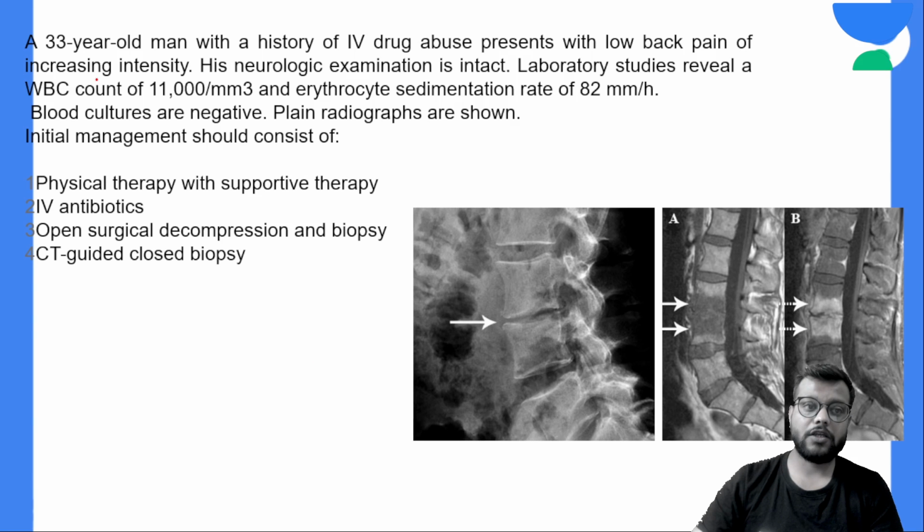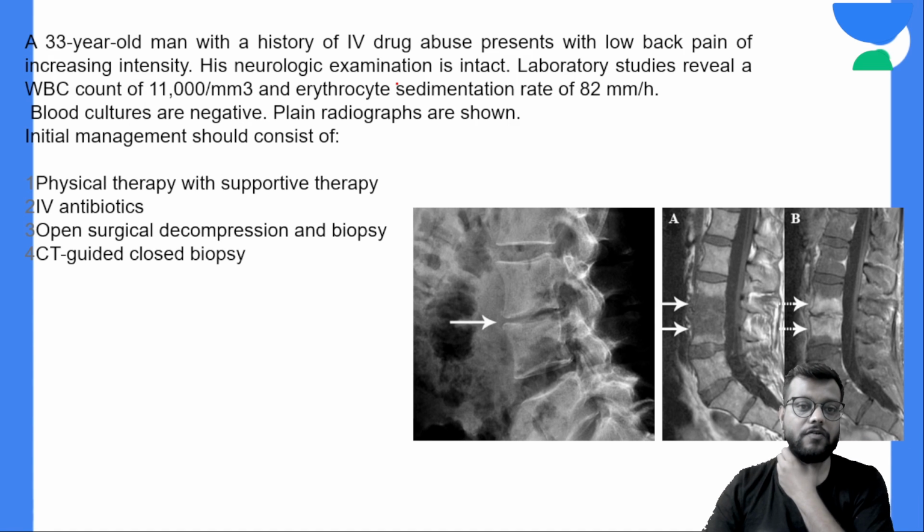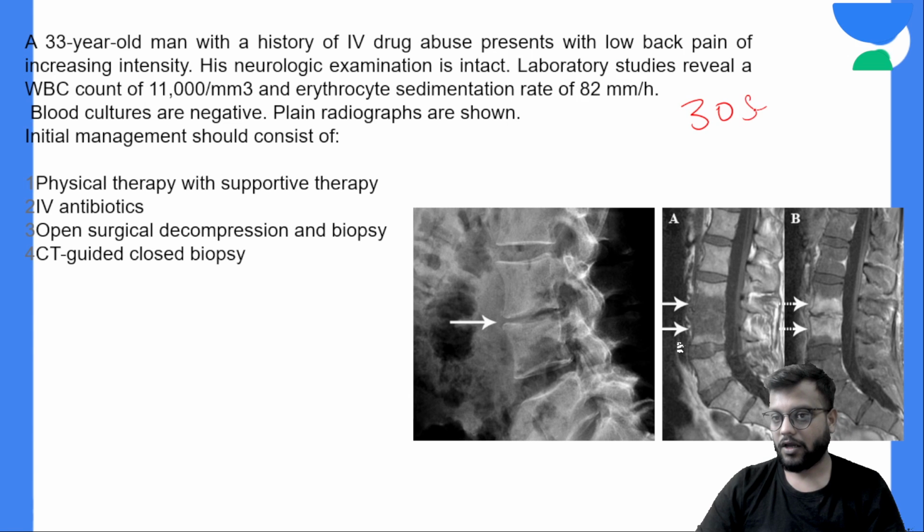Next question is, a 33-year-old man with history of IV drug abuse presents with lower backache with increasing intensity. Neurological examination is intact. Laboratory studies reveal a WBC count of 11,000 and ESR of 82. Blood cultures negative. Plain radiographs are shown. Initial management should consist of. So here are your 30 seconds.